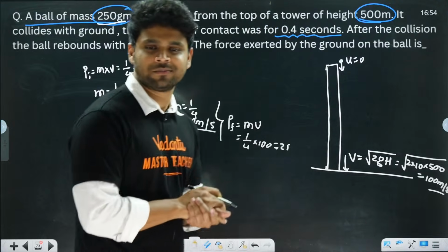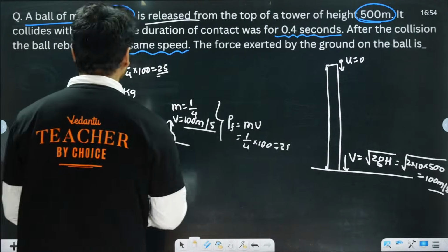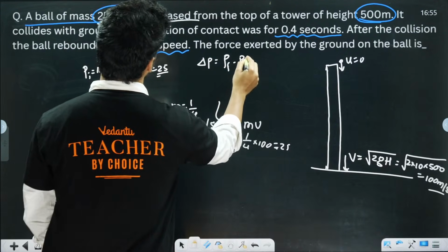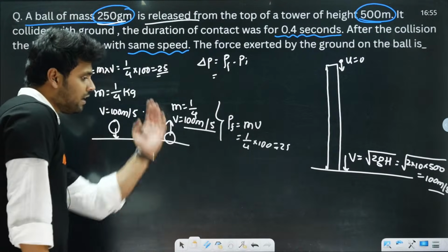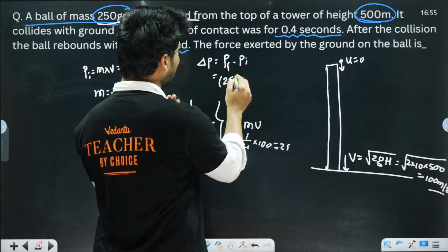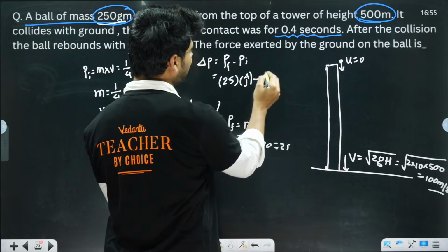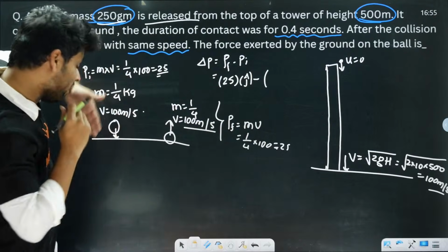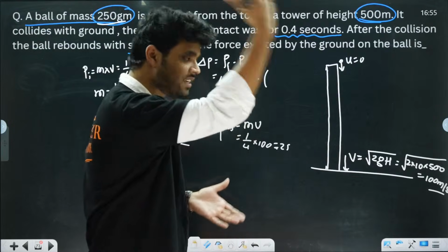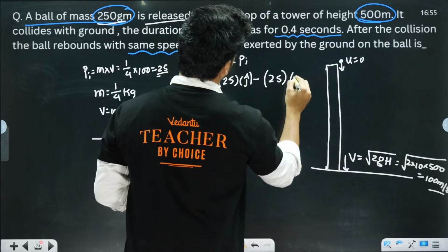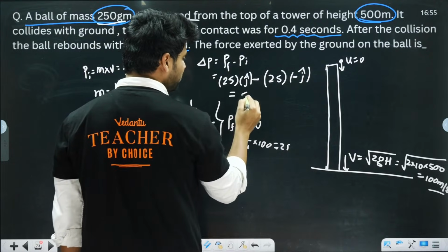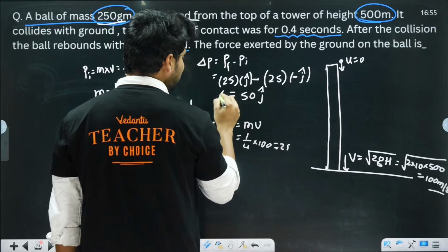So what is the change in momentum? Tell me. Delta P is equal to momentum final minus momentum initial. Momentum final is 25 upwards, which means 25 into j cap. Minus momentum initial: 25 in the downward direction, which is 25 into minus j cap. Downward is minus j cap, upward is j cap. When you add, minus minus becomes plus, so it becomes 50. Change in momentum is 50.